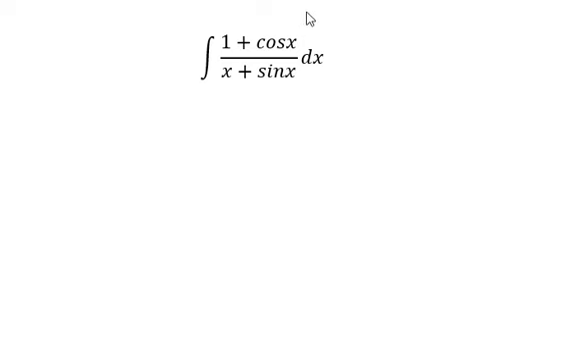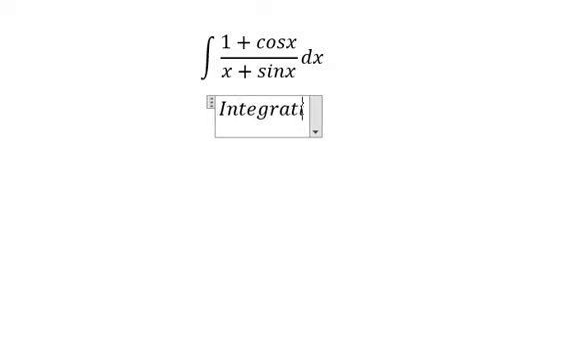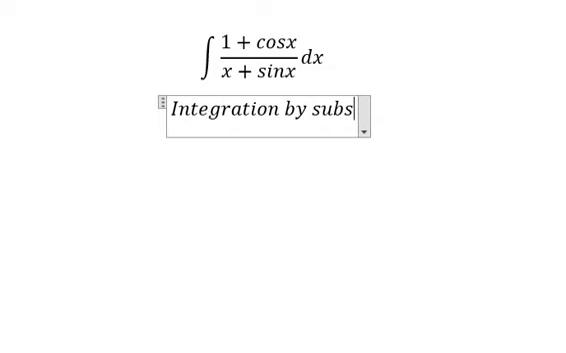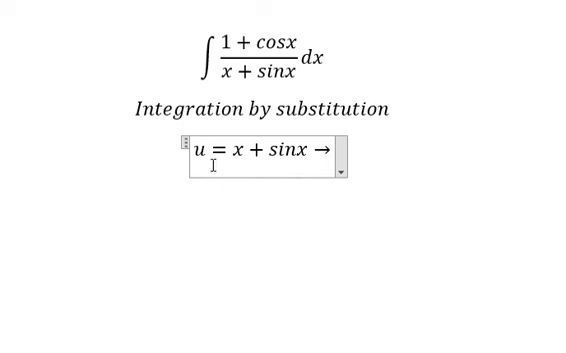So today I want to show you how to answer this one. We can use integration by substitution. So I will put u equals x plus sin x. Then we need to first take the derivative of both sides.